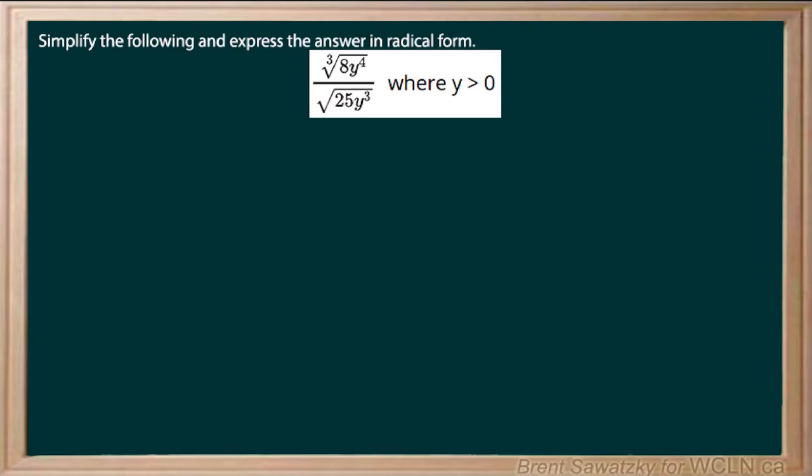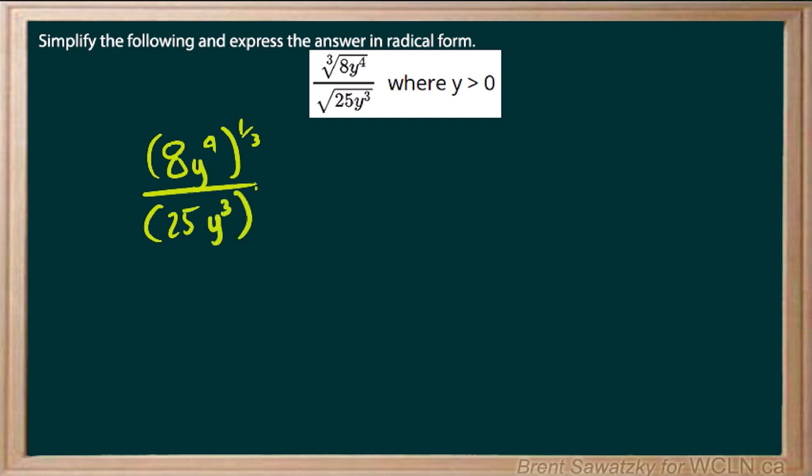Okay, so changing everything to exponents, we could write this as 8y to the fourth, and then we are taking the cubed root of all that. And then on the bottom, 25y to the 3, and we're taking the square root of all that.